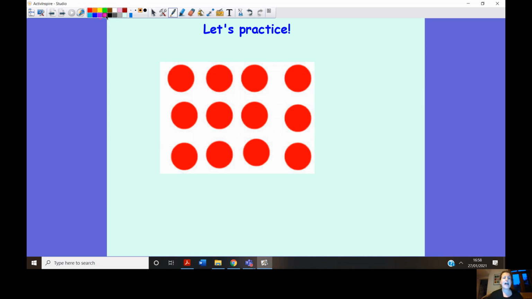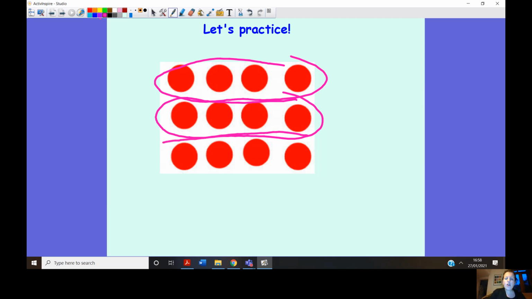So we have 3 rows. How many in each row? We have 1, 2, 3, 4. So we're going to draw our rows. So we've got 1 row. We've got 2 rows. We've got 3 rows. What equation is our row showing us? Our row is showing us that we have 3 rows of 4, 3 groups of 4, which is equal to 3 groups of 4, 4, 8, 12.